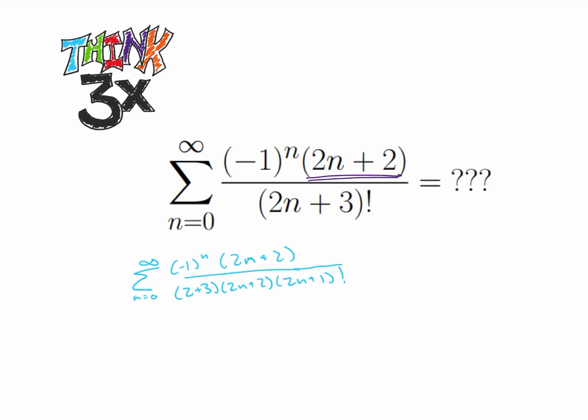Okay, so I notice right away I can cancel out these two terms. And I'm left with just the sum from n equals 0 to infinity of (-1)^n over (2n+1)! times (2n+3).